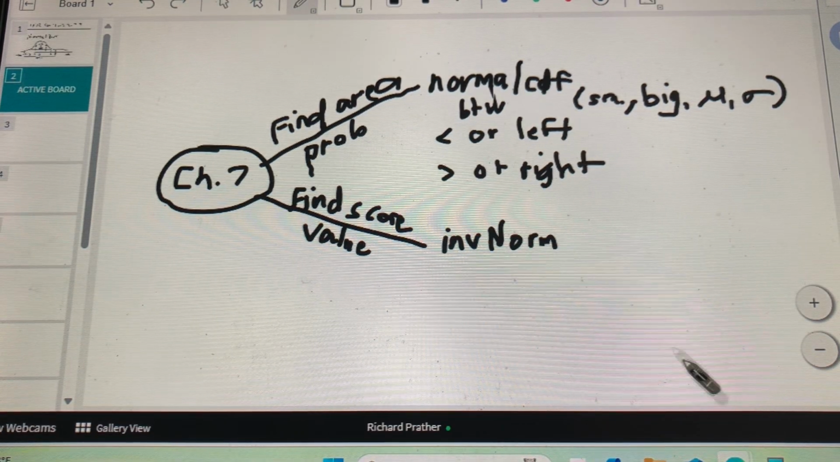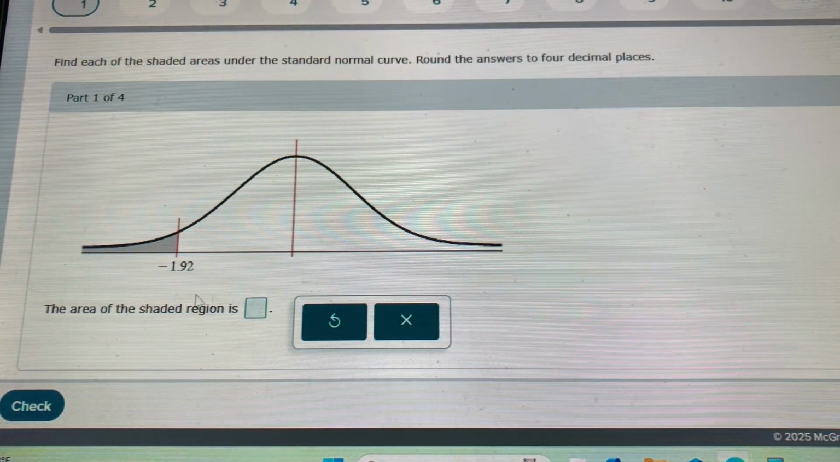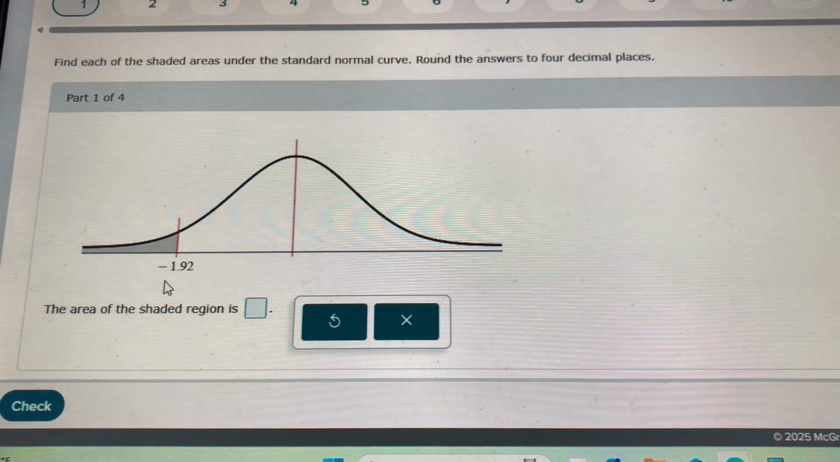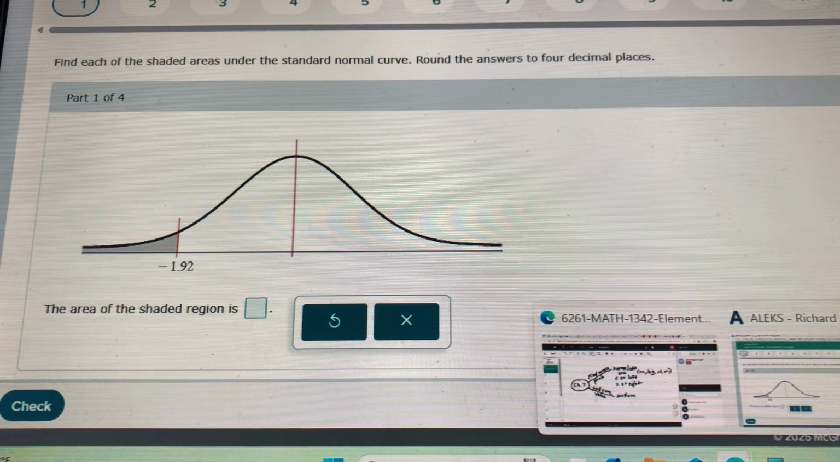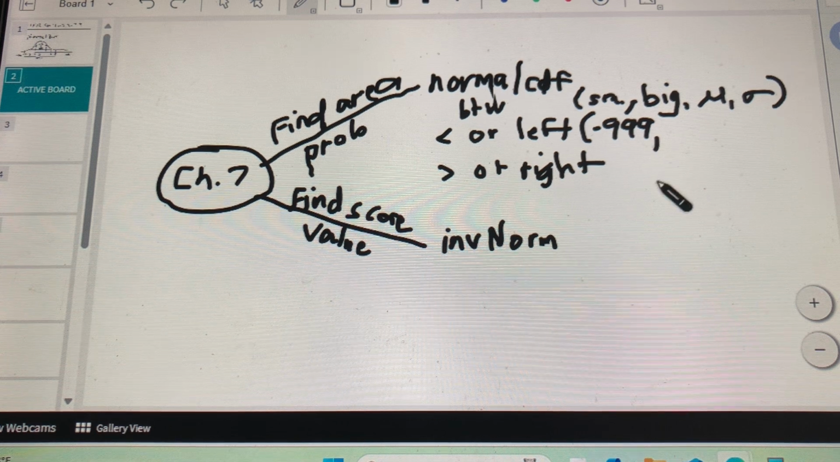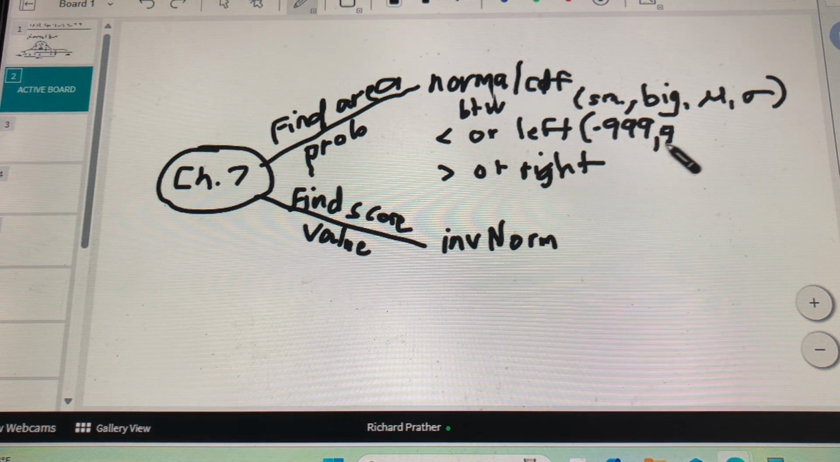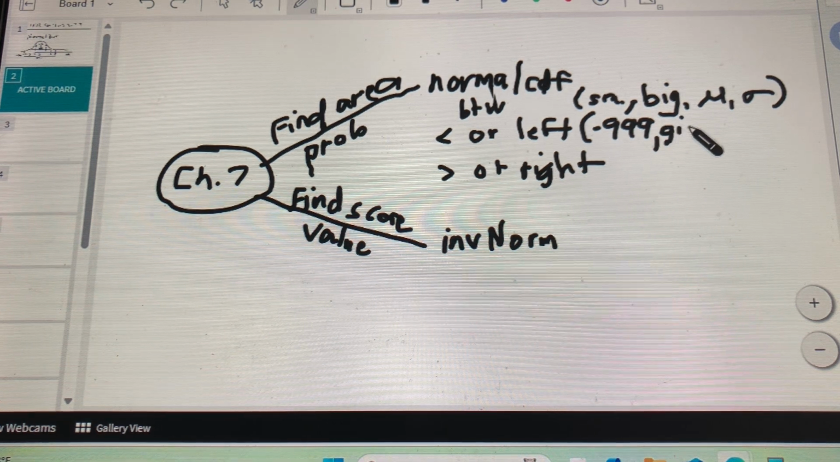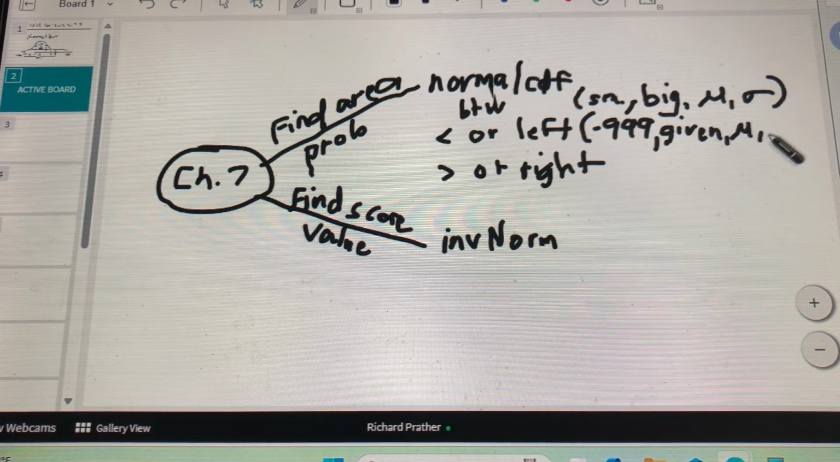So really, going to the left is the same thing as saying go between negative infinity and negative 1.92. The calculator doesn't have an infinity button, so I can't do negative infinity first. So the way we trick our calculator is, instead of negative infinity, you're going to put negative 999. That usually is big enough to act like an infinity. And then whatever's given goes second. And then the mean and standard deviation are third and fourth again.